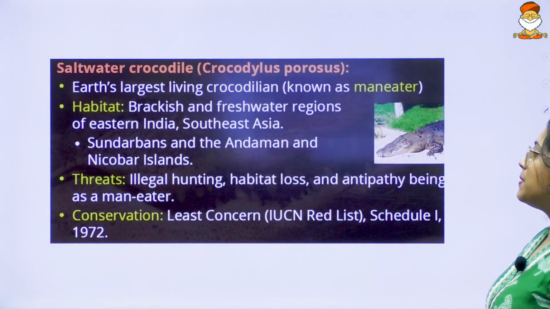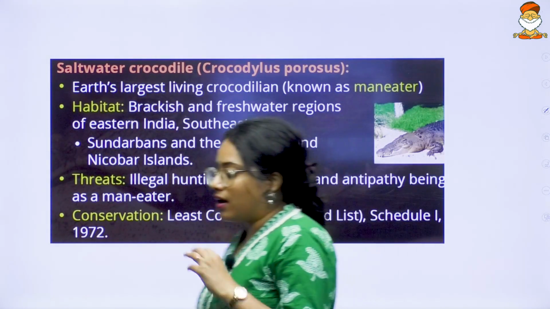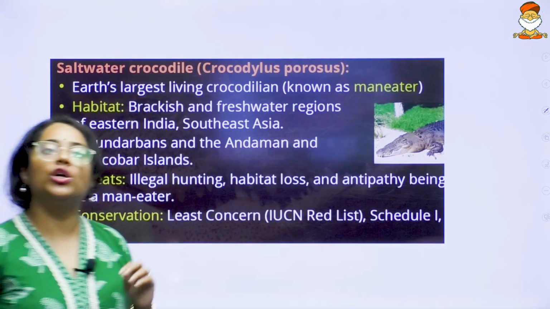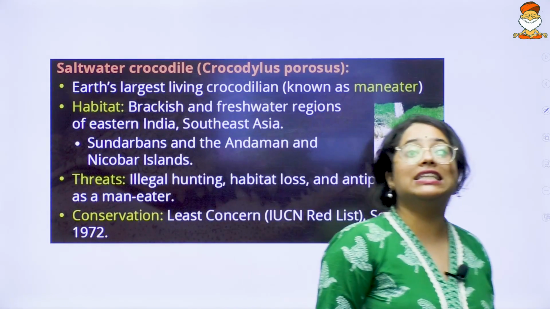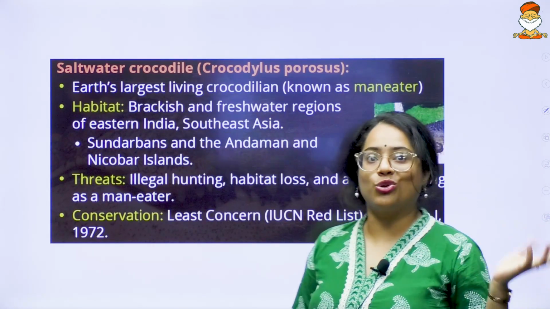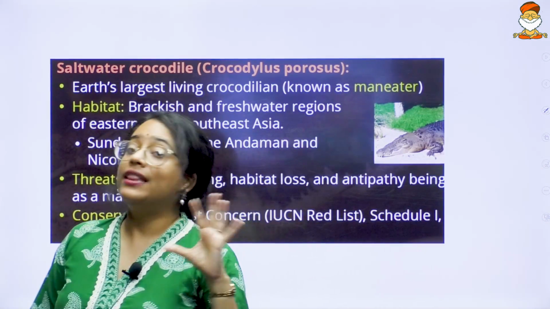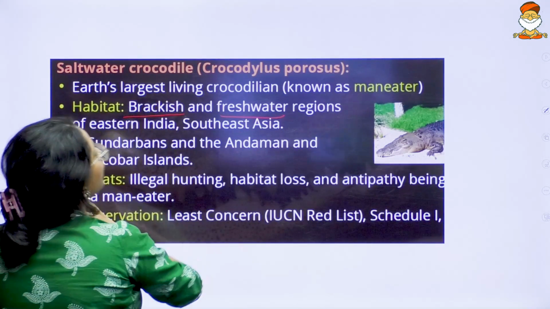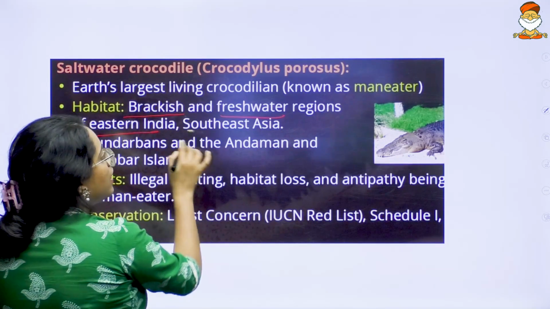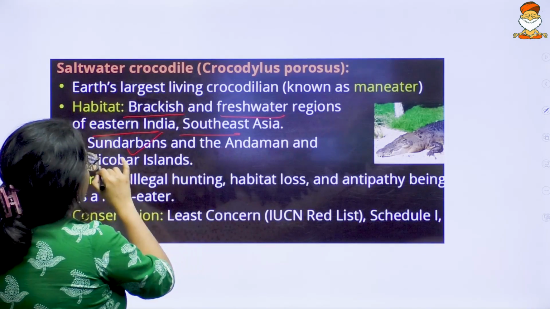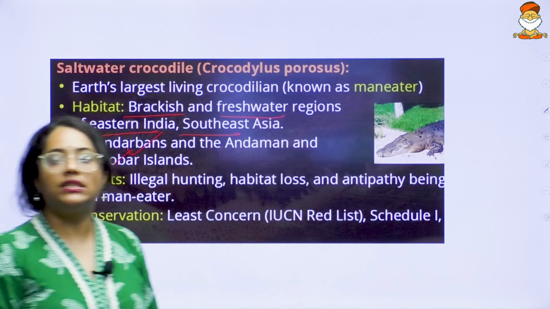The next species that you see in India is the saltwater crocodile. It's the Earth's largest living crocodile species. It's also called a man-eater species. Its habitat primarily occurs in brackish and freshwater regions of eastern India, Southeast Asia, etc. You see it in Sundarbans, Andaman, Nicobar Islands, in all of these areas.